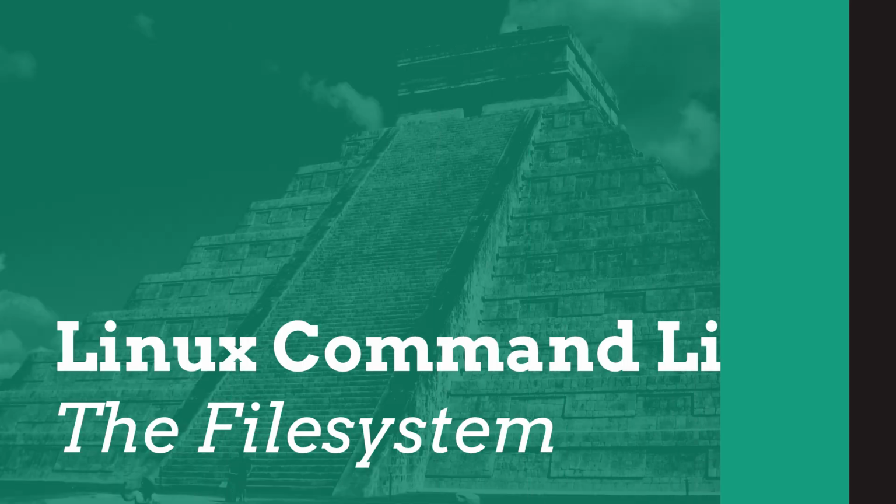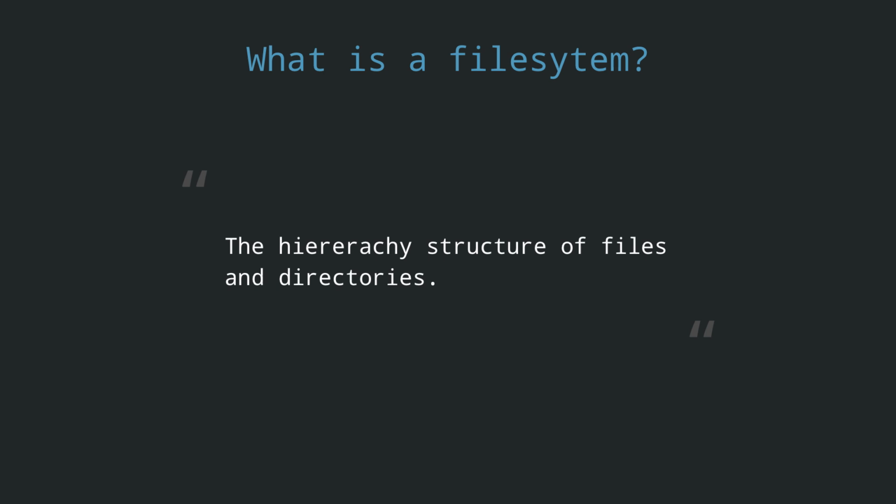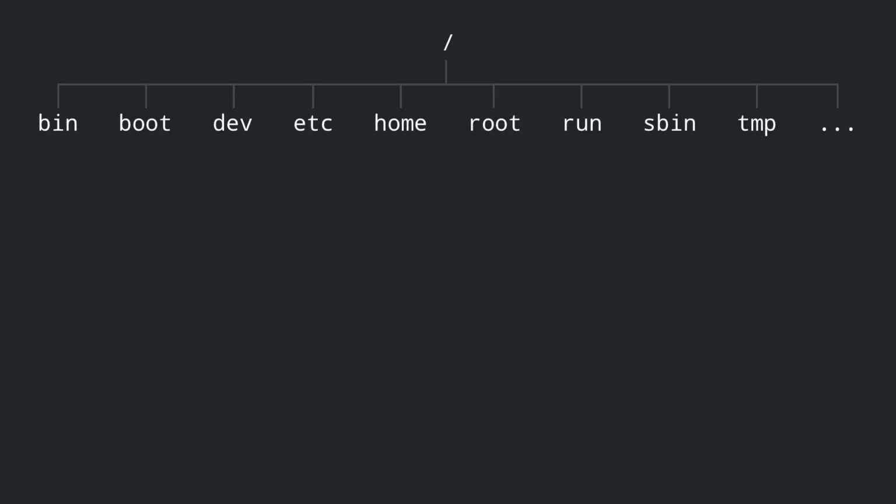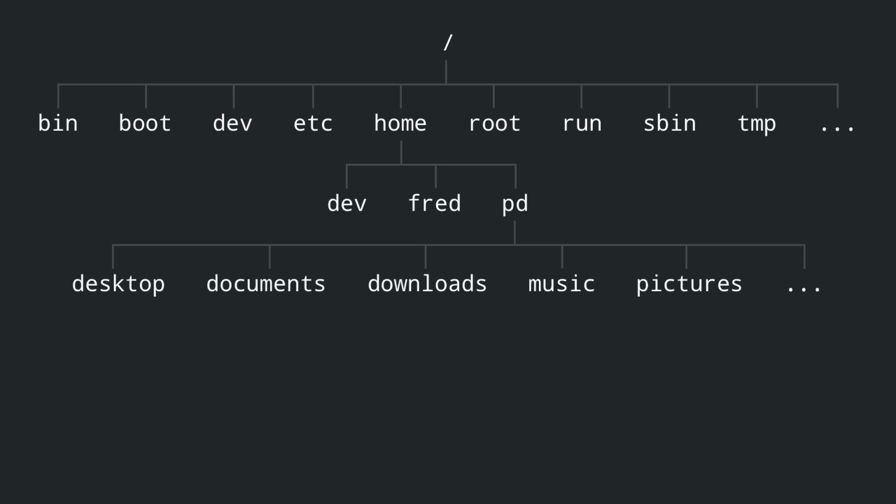So let's begin. We should start off with the definition of a file system. Quite simply, it's just the hierarchical structure of files and directories. In Linux, it resembles an inverted tree with the root directory up top, represented by a slash, and from there it branches out. Each branch can either point to a file or directory, with directories subsequently pointing to other files and directories. And with this structure, we can see why it's called an inverted tree.